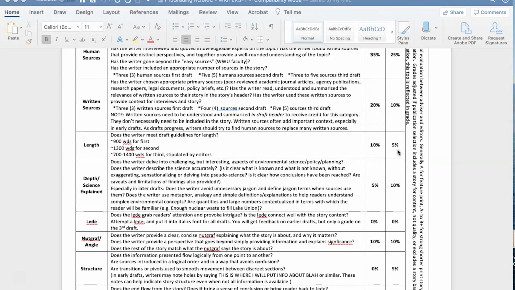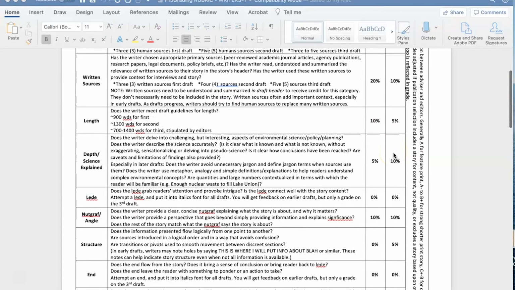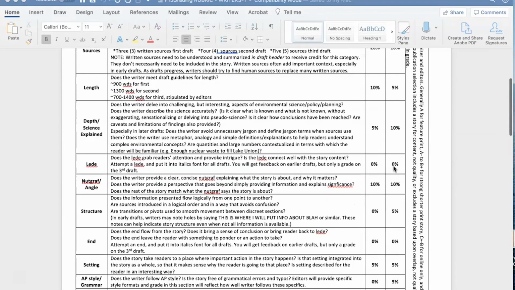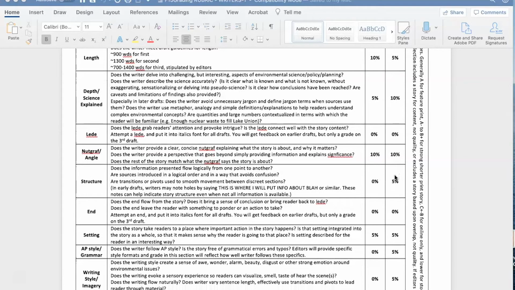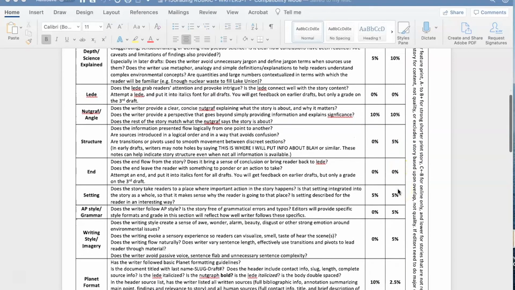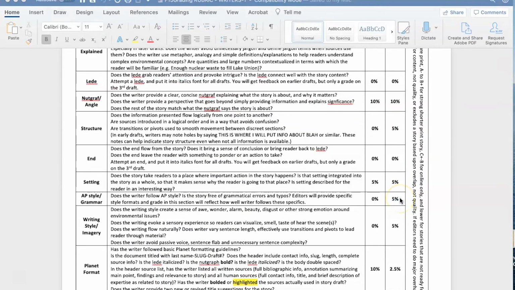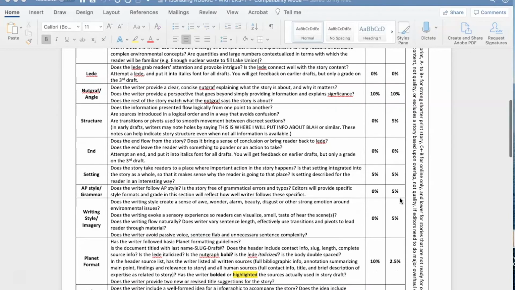Length, 5% of your grade. We're looking for 1,300 words or more. Depth or science explained, we're putting a little bit more importance on this now. You should be able to dive a little deeper into the story. Nut graph, still important. Structure. Your structure should be coming into focus, and so that's now going to be graded. The setting, also AP style and grammar, I am going to be looking for that to be done correctly, so please be sure it's really perfect in that regard.